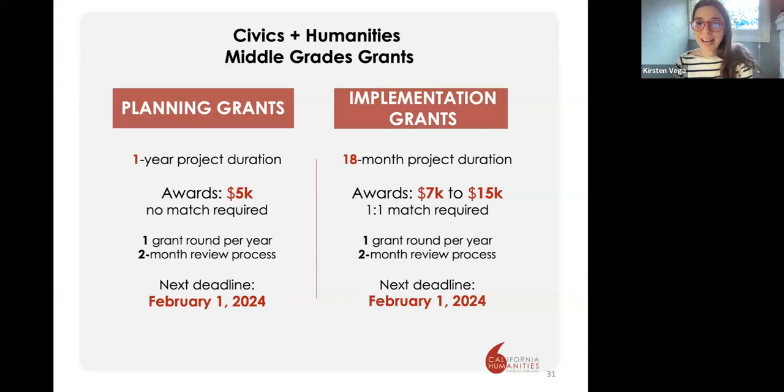If you already have a project that fits these eligibility guidelines, you're working perhaps with a middle grades audience, or even a high school or elementary audience, but interested in adapting a current program for a middle grades audience, you could look into implementation grants. If you are starting up or piloting a new project for middle school students that involves civics and humanities learning, you could look into an implementation grant. These are larger in scope and size. They're 18 months long, and the size is between $7,000 and $15,000 to be used over 18 months.